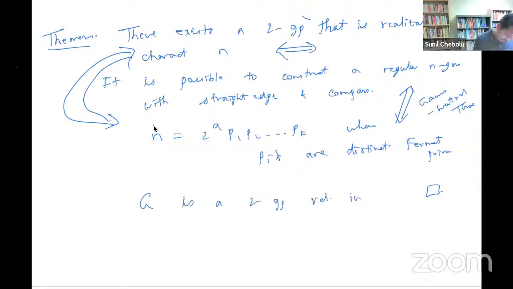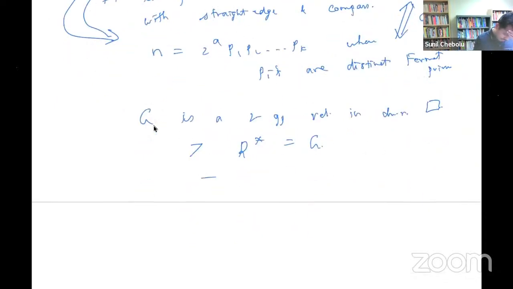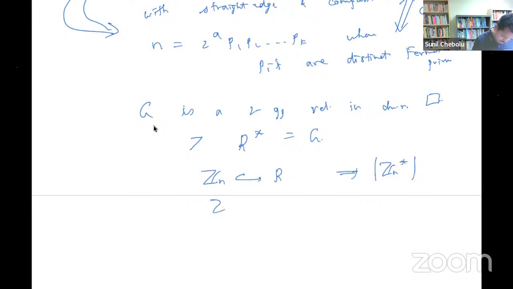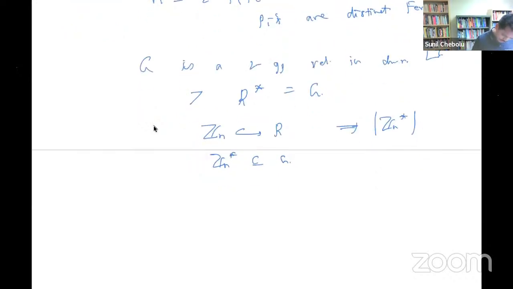G is a 2 group realizable in characteristic n. So first and foremost, there is a ring R so that R star equals G, and it is of characteristic n. So Zn should be a subring of R. This means Zn star should be a subgroup of G, which means Zn star is a 2 group. But now this is an elementary exercise in abstract algebra. We know what Zn star is, and some elementary number theory and calculation will show you that.